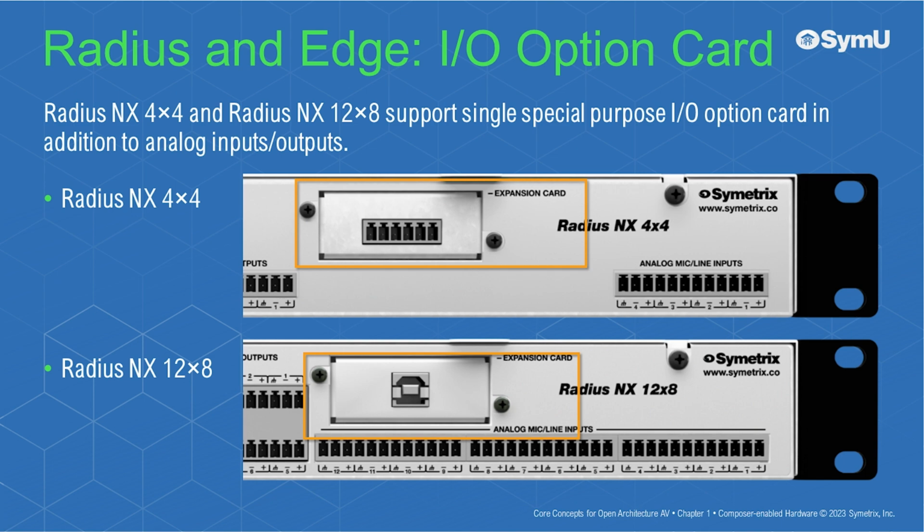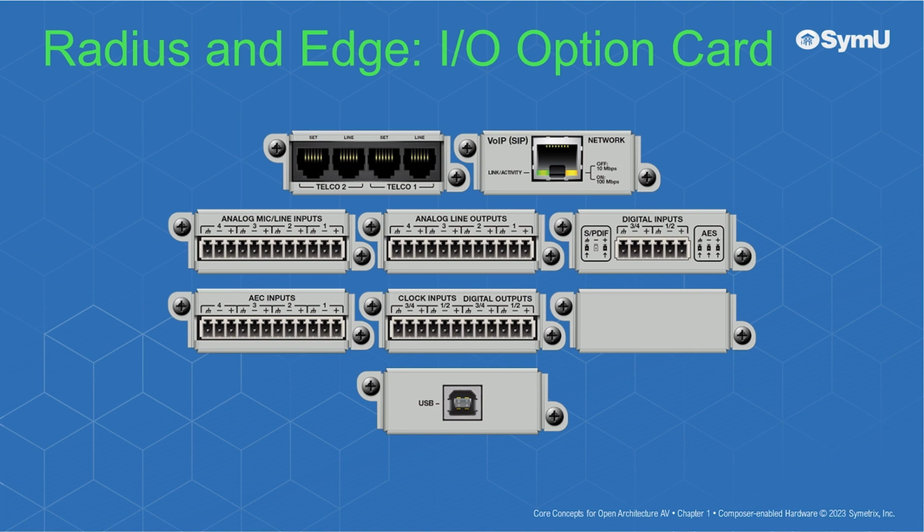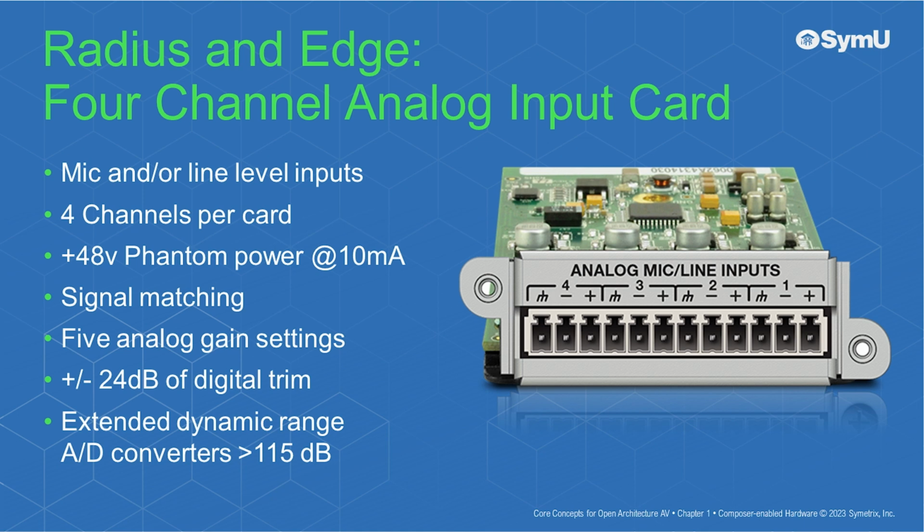I/O option cards for Radius and Edge DSPs currently include the following: a 4-channel analog input card featuring mic and/or line-level inputs, 48-volt phantom power at 10 mA, signal matching, 5 analog gain settings, plus/minus 24 decibels of digital trim and extended dynamic range analog to digital converters greater than 115 dB.